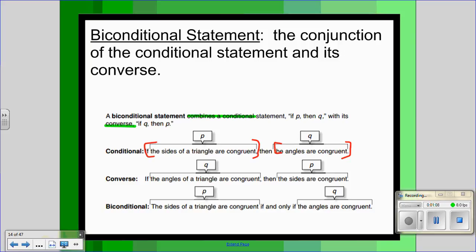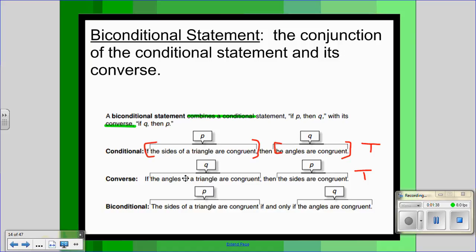So if those two statements are true, then and only then you can write a biconditional. So let's read the statements again. If the sides of a triangle are congruent, then the angles are congruent. That is true. If the angles of a triangle are congruent, then the sides of the triangle are congruent. That was also true.